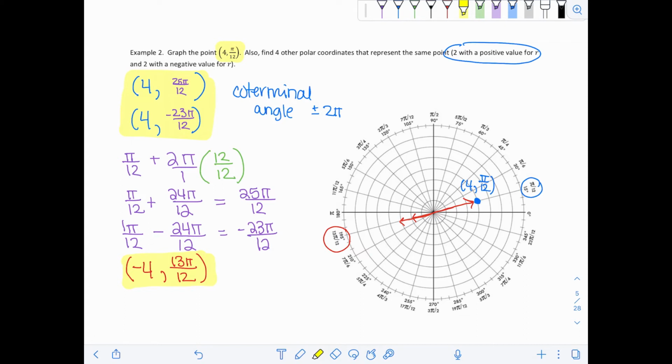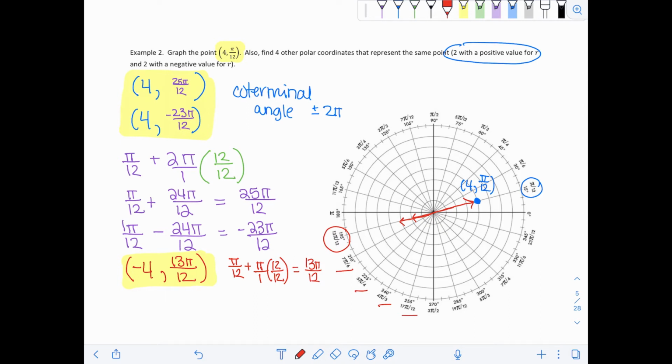If, let's say, you didn't have a graph like this, where it happens to show you all these different angles, you can find that by starting with your angle, which we had pi over 12, and adding pi. Because if we add pi, that's going to give us that 180-degree rotation. And so if I get a common denominator here, pi is the same as 12 pi over 12, which is where 13 pi over 12 comes from.